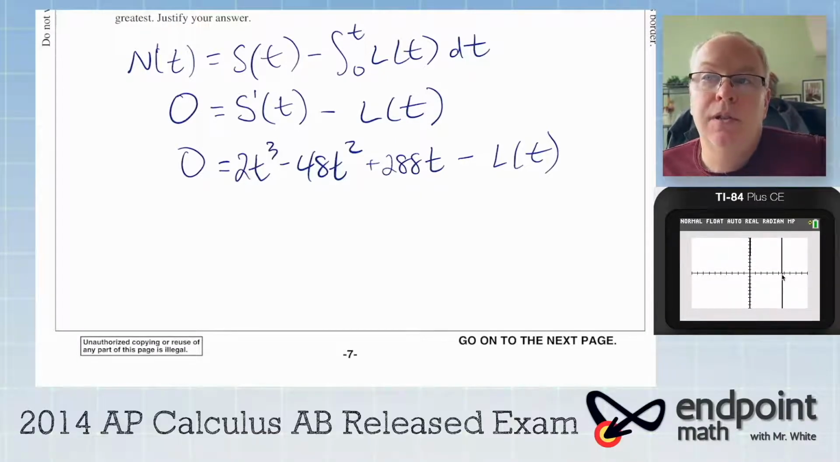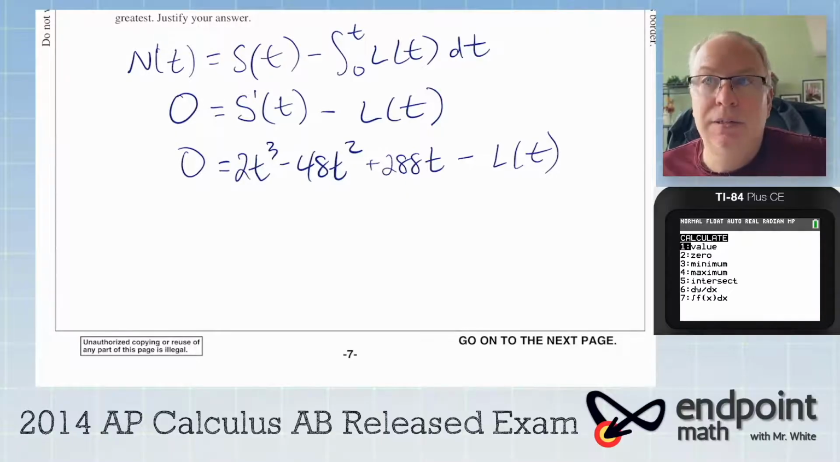All right, so it does look like it hits the x-axis somewhere in here, right? So this is the time. We had to be looking between 0 and 12. I've got 0 and 10 here, so I guess we lucked out. So we want to find the x-intercept. We go to second trace, which is calculate. We're going to calculate a zero.